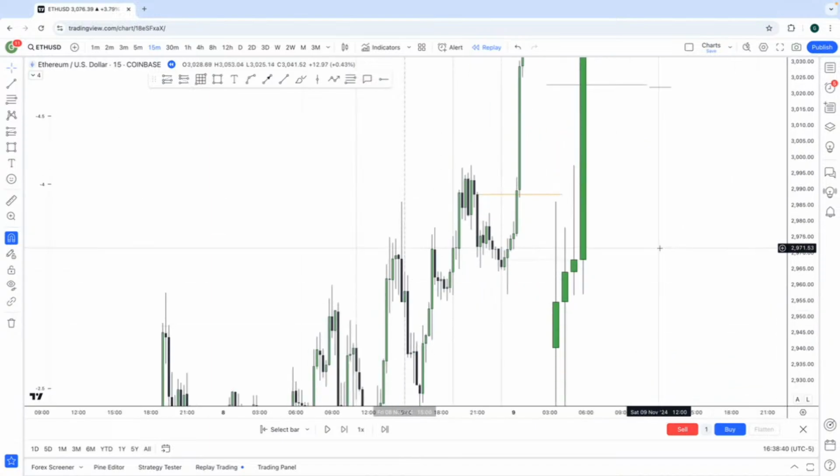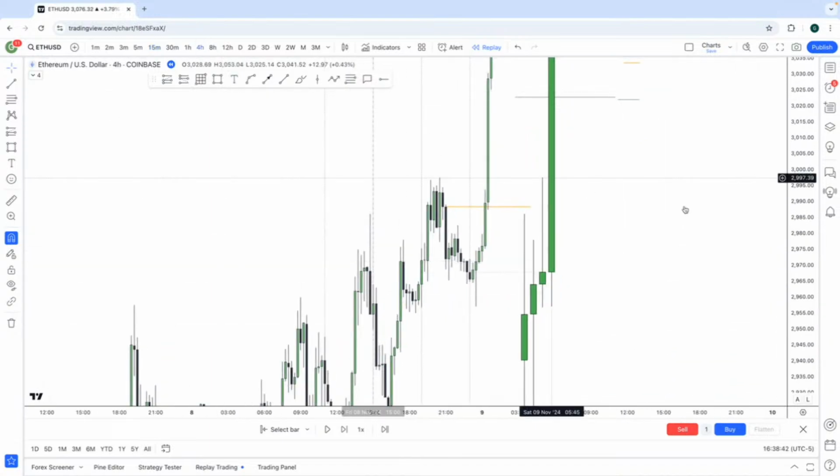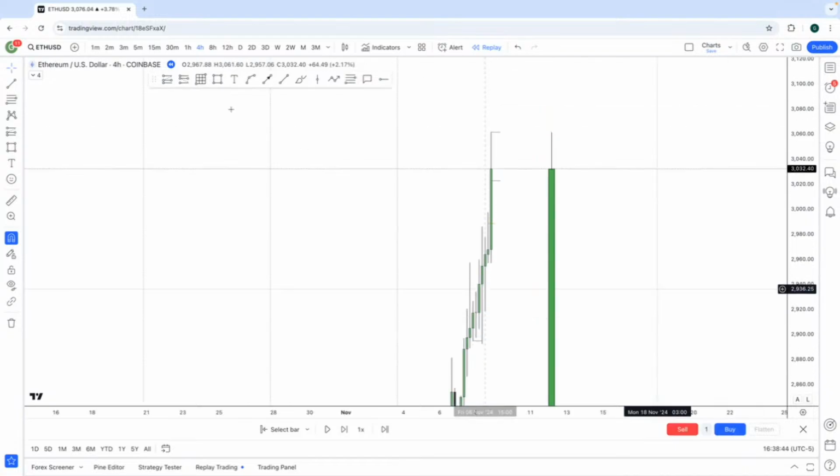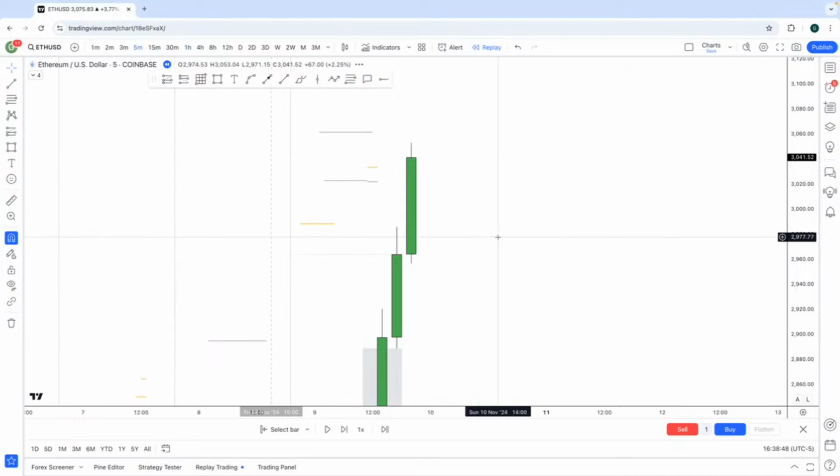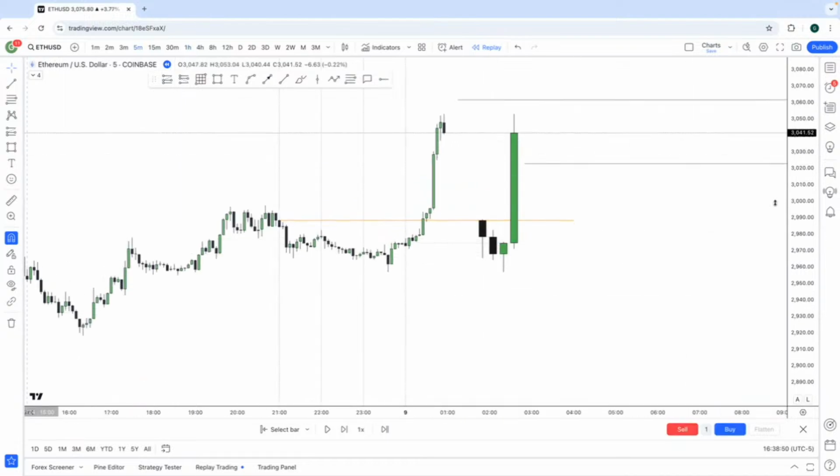Oh, what am I looking at here? The heck am I looking at? Oh, I was on the 4-hour chart. The heck? What chart was I on, bro? I was on the hourly chart. Whoops. That was on the 15-minute chart.